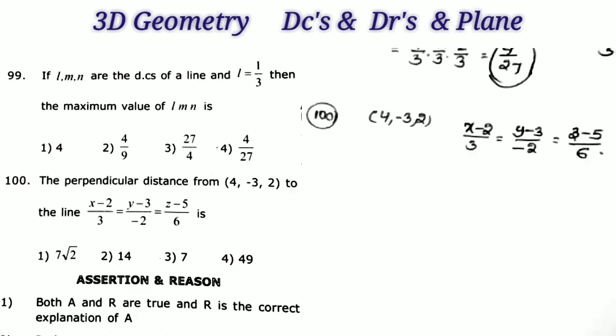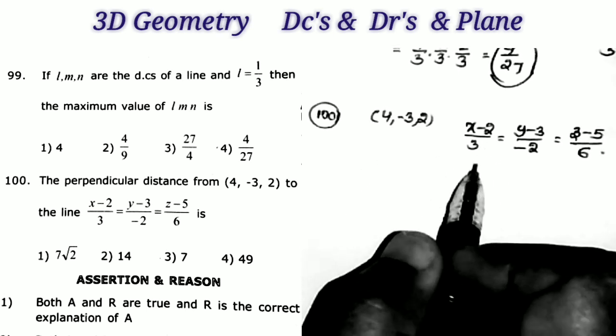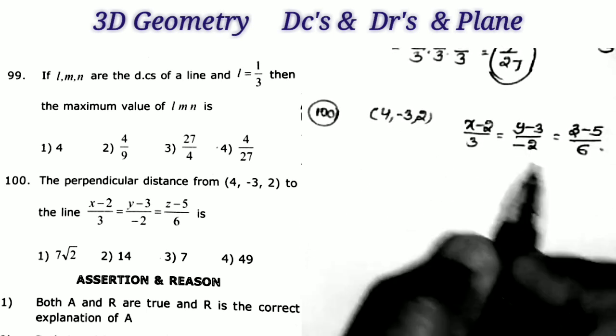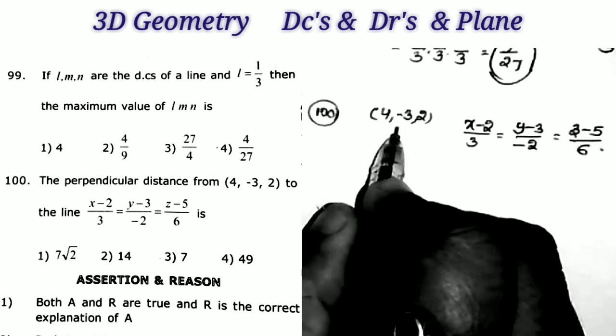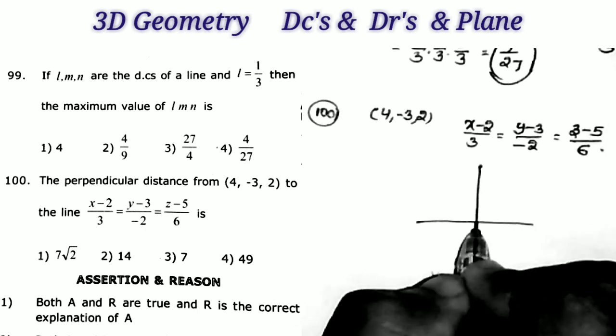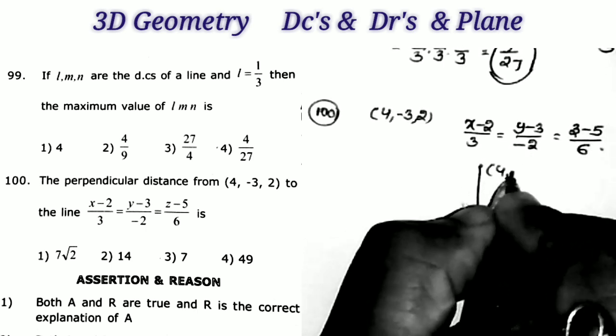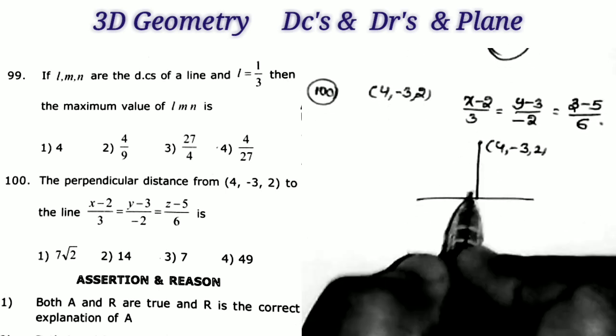Okay. Next question, sum number 100. The perpendicular distance from the point (4, -3, 2) to the line (x - 2)/3 = (y - 3)/-2 = (z - 5)/6 is equal to what? The perpendicular distance from this point to this line. Here one point is given and a line is given. This is the point (4, -3, 2) and this is the given line equation. Now we want the perpendicular distance.